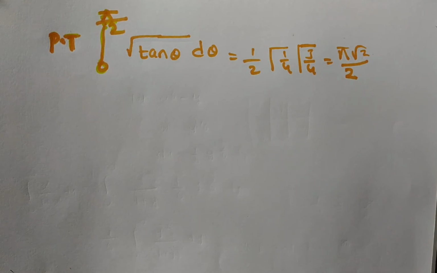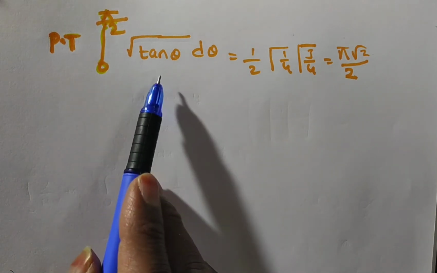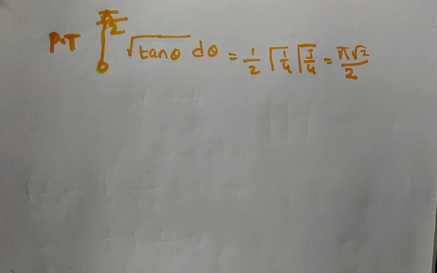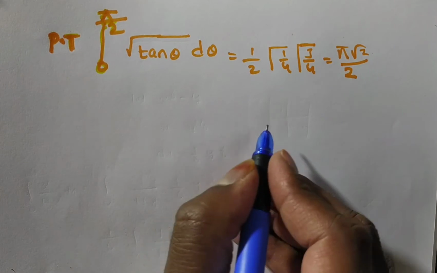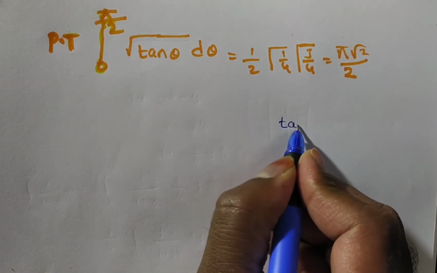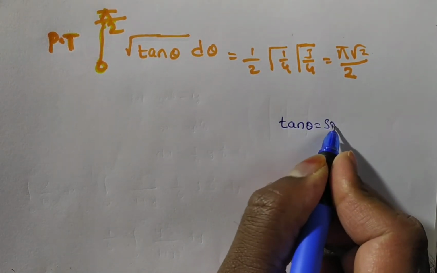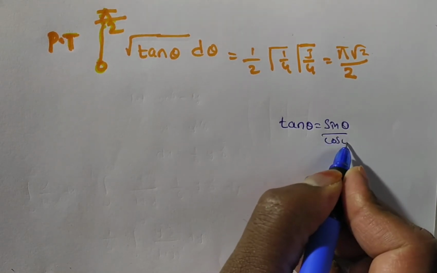This is a beta function only, not a gamma function, because you don't have an e to the power of minus x term, and moreover it is in trigonometric form. Friends, you see, tan is nothing but, you have the formula. You have to convert into beta of m comma n, for which we have to use some formulas. Tan theta is equal to sin theta by cos theta.